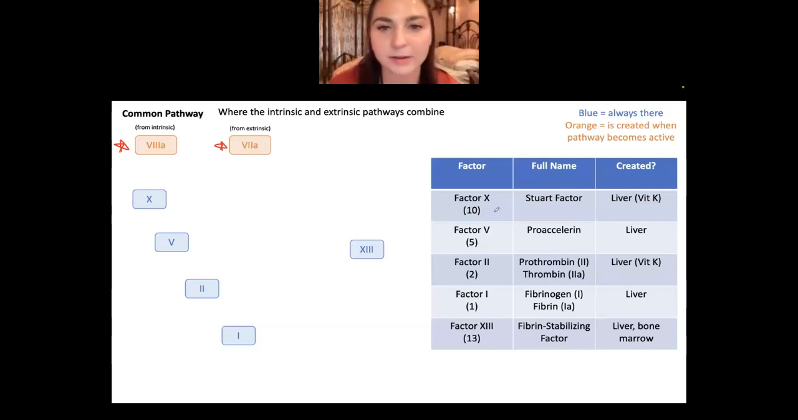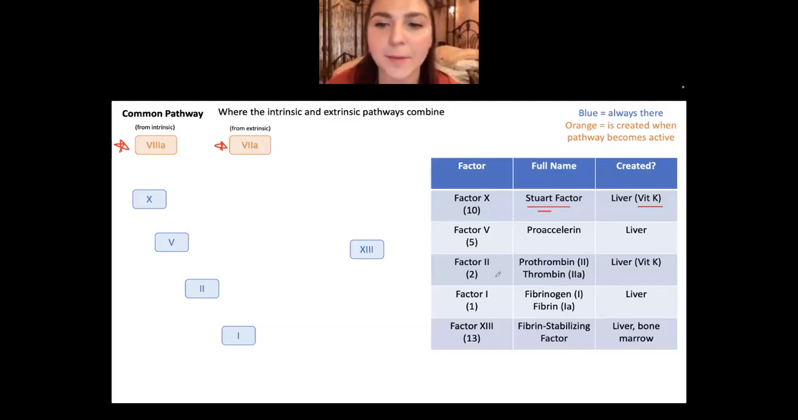But what all of these stand for, so we have factor 10. This is Stewart factor. This is probably the one that they ask the most. Just doing practice questions, they'll bring this one up the most, the common name of it, Stewart factor. I would remember it with something dumb like Stuart Little was 10 years old. But that did come up a lot. And it's created in the liver. This is another vitamin K dependent factor. And then you have factor 5. This is proaccelerin, made by the liver.